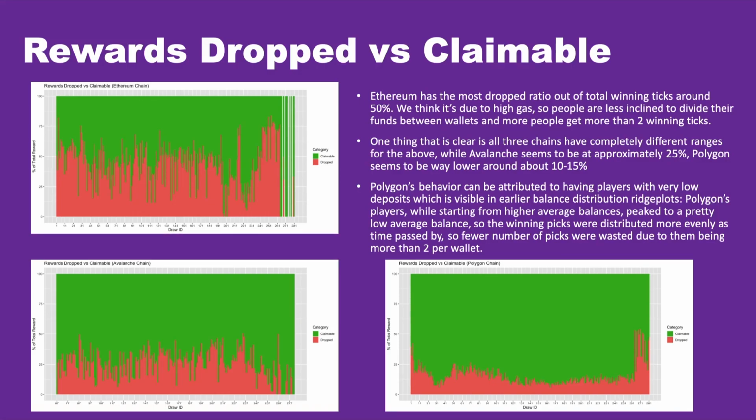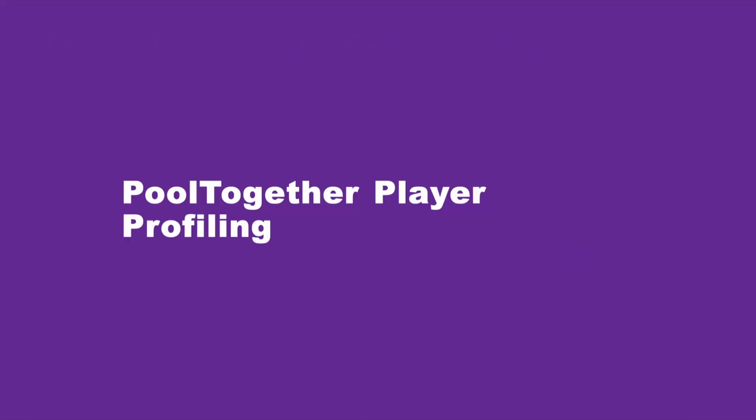And that could be attributed to having players with very low deposits. Polygon players, they start from a higher average balance, but they peak to a pretty low average balance. So the winning picks were distributed more evenly as time passed. Okay, and now let's take a look at profiling some of the players that are on the platform.